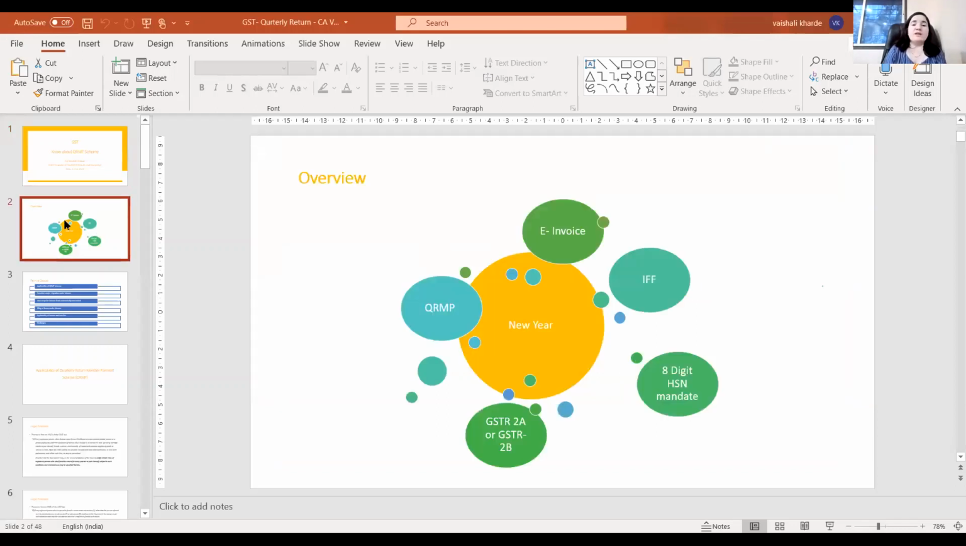Now, other than the amendments we discussed in the last three sessions, there are some amendments made applicable from the 1st January, that is e-invoicing. E-invoicing has been made applicable from the 1st January for taxpayers having a turnover of 100 crore and above. Then for some products, 8-digit HSN has been made applicable. So there are many changes which have been made applicable.